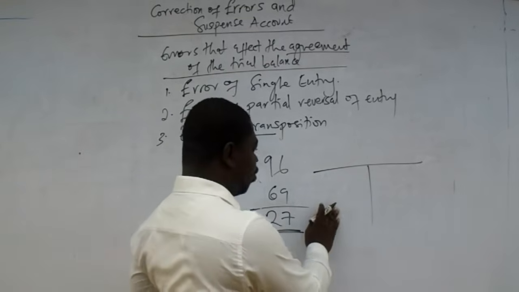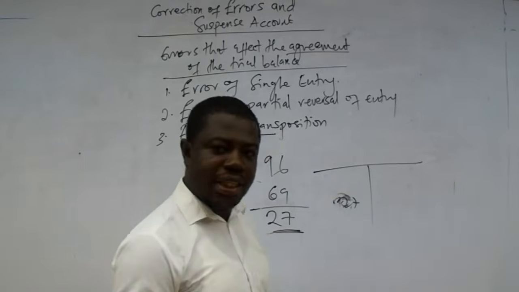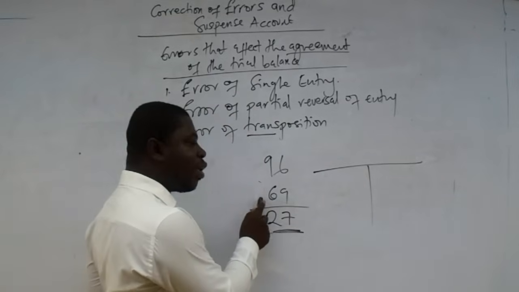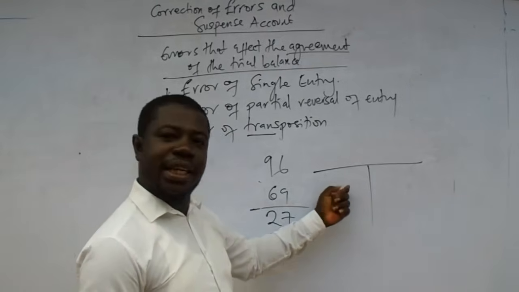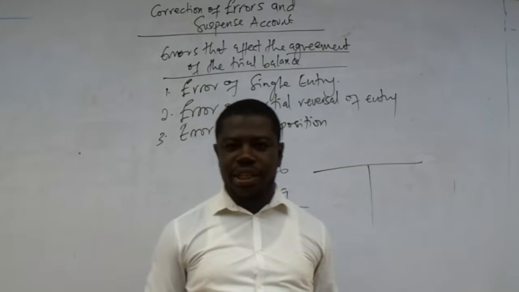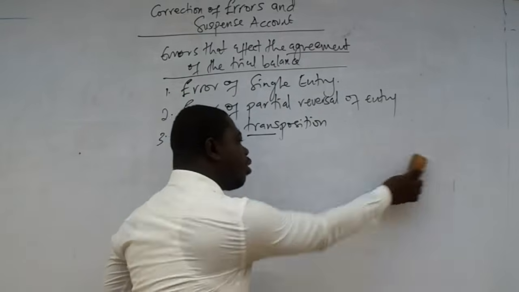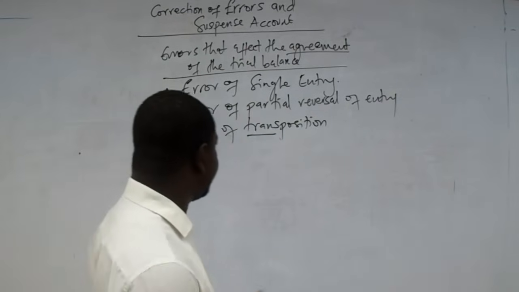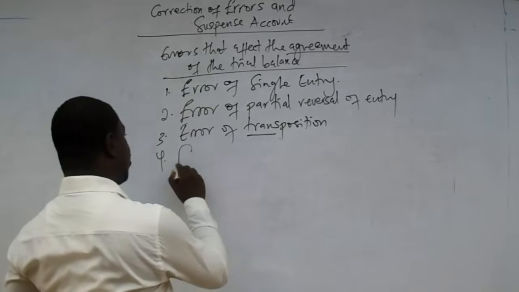So if this side was short by 27, then you have to come and record the 27 there so that it will add up. But if it was an overstatement, for example, we were supposed to write 69 and then we wrote 96, then it means that we have overstated this account. So the extra 27 will be recorded on the opposite side, which is the credit side, in order to reduce the account. And that is basically how it's going to be corrected. Okay, so that is with the error of transposition. Now the last but not the least when it comes to this is error of casting.